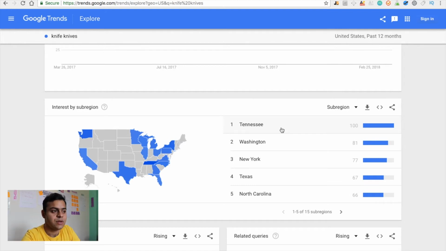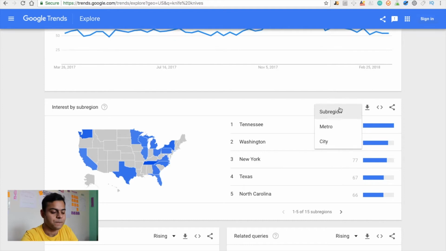It basically tells you that if you are to run Facebook ads or Google ads, the best place to run your Google ads could be Tennessee. Because if you see, Tennessee has a score of 100, Washington has a score of 81. So these are the 5 top regions where you should target your ads. So this information is very, very useful when you're running ads, either on Google Ads or on Facebook.com.